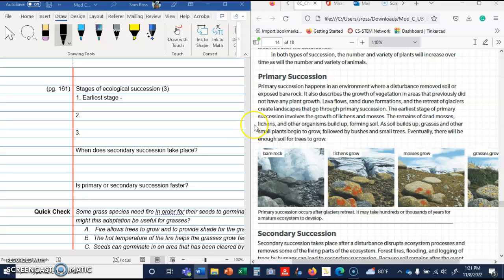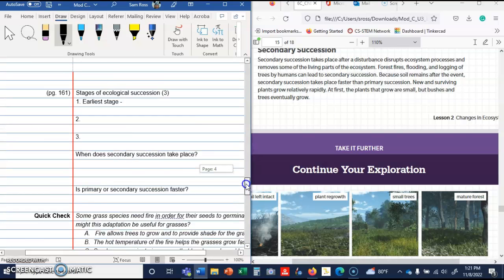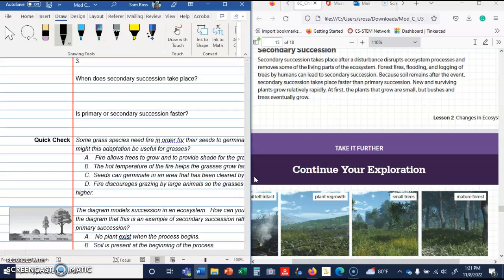It says, when does secondary succession take place? Secondary succession takes place after a disturbance disrupts ecosystem processes and removes some of the living parts of the ecosystem. Is primary or secondary succession faster? Secondary succession takes place faster than primary succession.